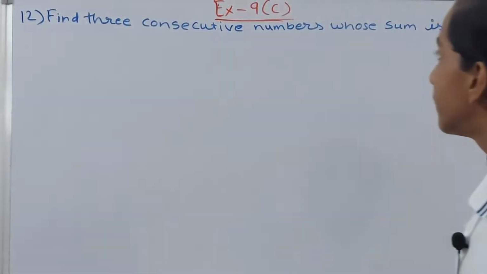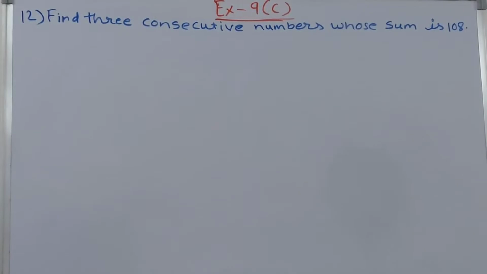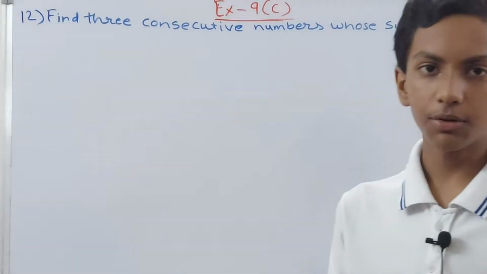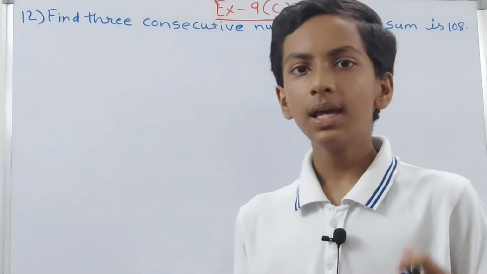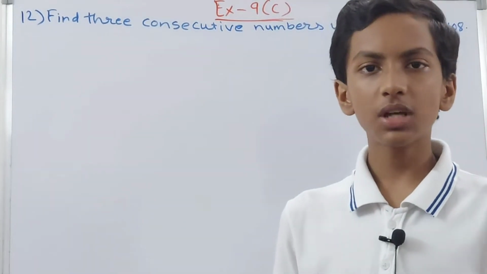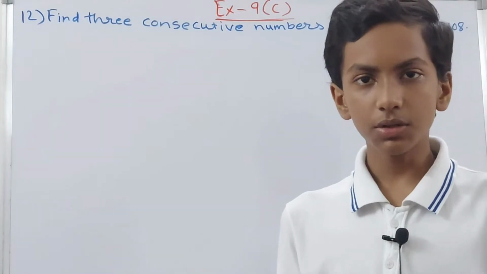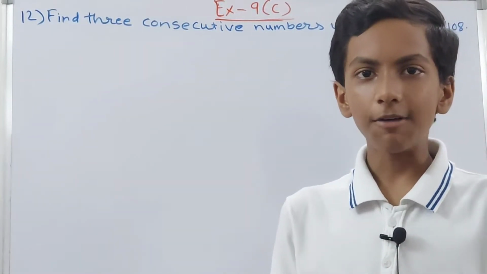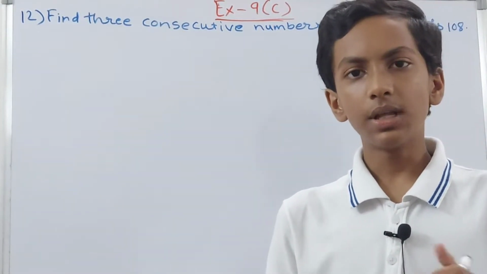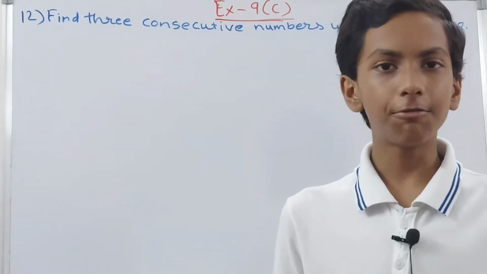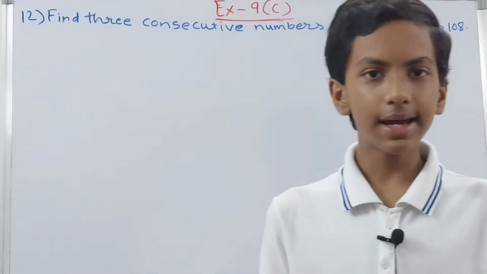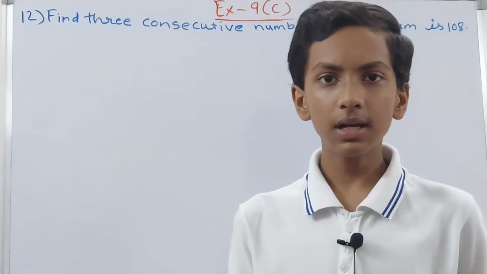This is: find three consecutive numbers whose sum is 108. Now we have to find three numbers whose sum is 108, and they have to be consecutive numbers, that means one after another. Suppose 1, then 2 and 3. Like this we have to see, but their sum should be 108.